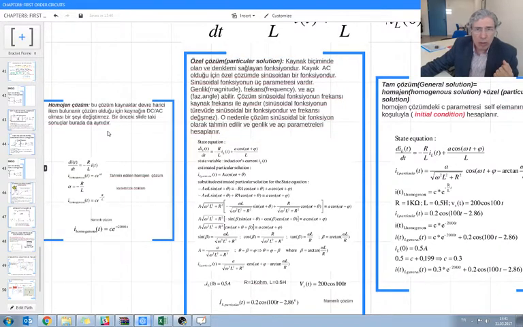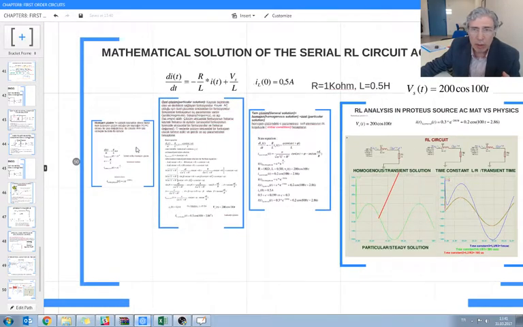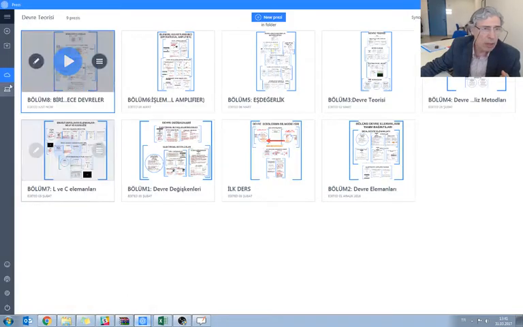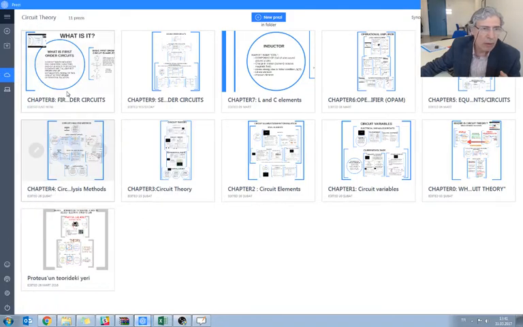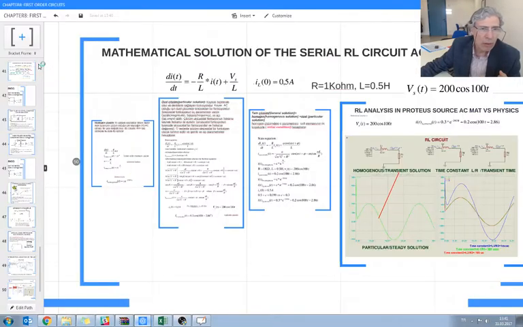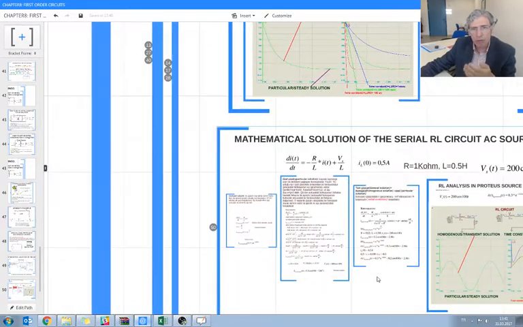But this is in Turkish. I removed that. Let me make it in English. Here, this is the English one. Homogeneous solution, particular solution, and the general solution. So addition of those two gives you the general solution.